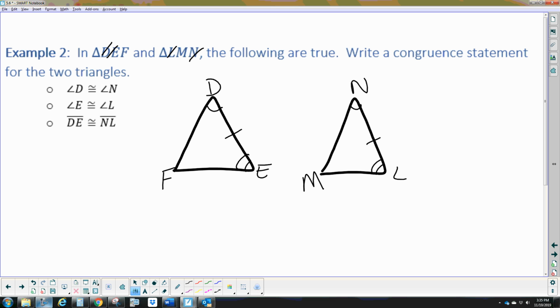Okay, so looking at this, I have an angle, a side, and an angle. And then in the second triangle, I have an angle, a side, and an angle. So I can use the angle, side, angle shortcut for this to write a congruent statement. So I can say triangle DEF is congruent to triangle NLM.